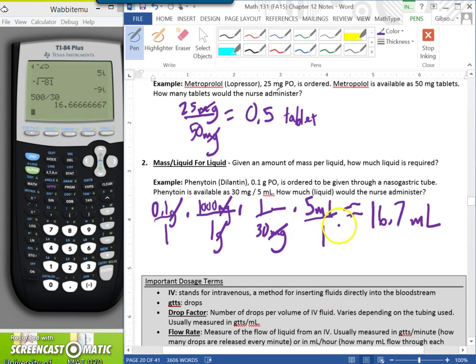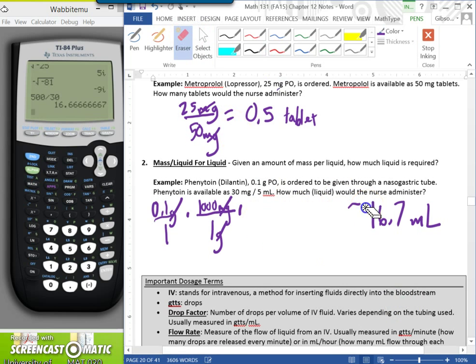Now, does anyone need me to show, just for clarification, how come the 30 milligrams is in the denominator and the 5 milliliters is in the numerator? If you need me to show it to you, I'll show it to you right now. Yes. Okay. Okay, this is what I'll do. For those of you that understand this, you can just pause the video. But for those of you that need me to show this, I'm about to show it. So I'm going to erase all of this.